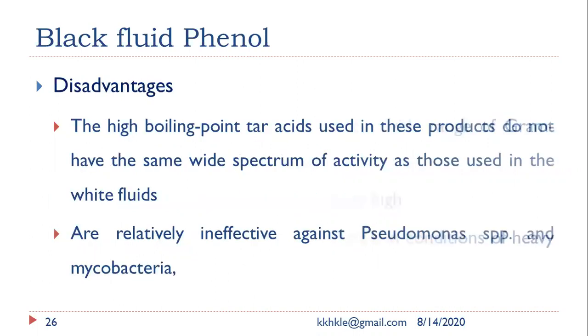Coming to the limitations or disadvantages of the black fluid phenol. The high boiling point tar acids used in this product do not have the same wide spectrum of activity as those used in the white fluids. That means their spectrum of activity is comparatively less. Whereas the white fluid phenols have a very broad spectrum of activity, active against a variety of microorganisms, in the case of the black fluid phenols the spectrum of activity is comparatively less.